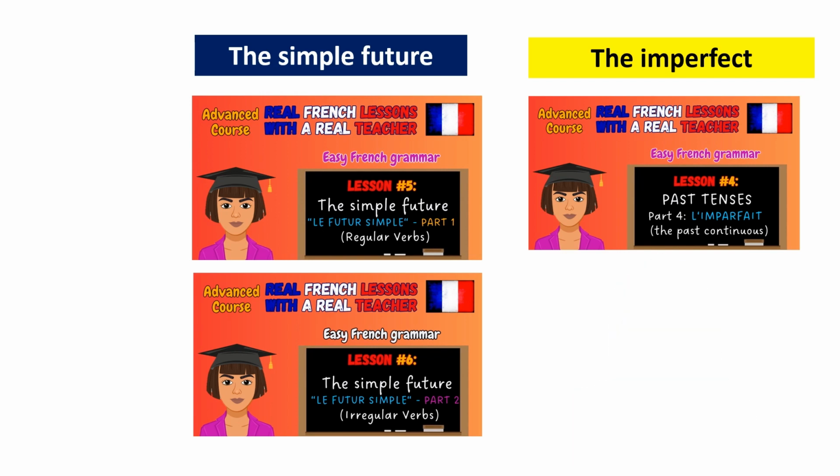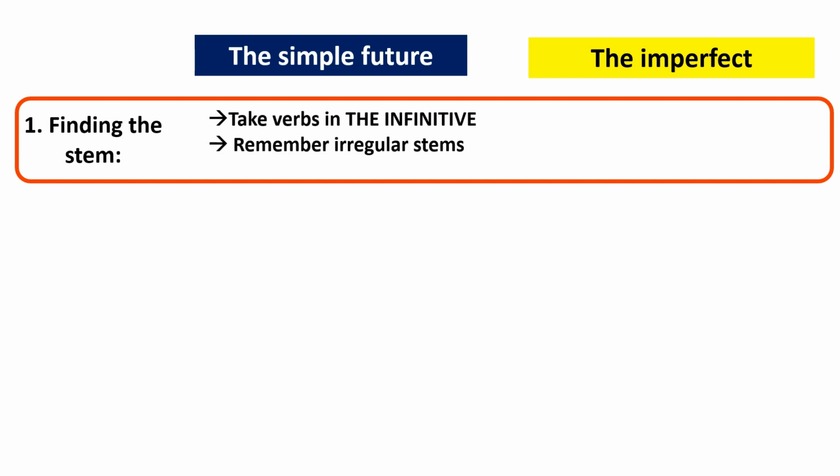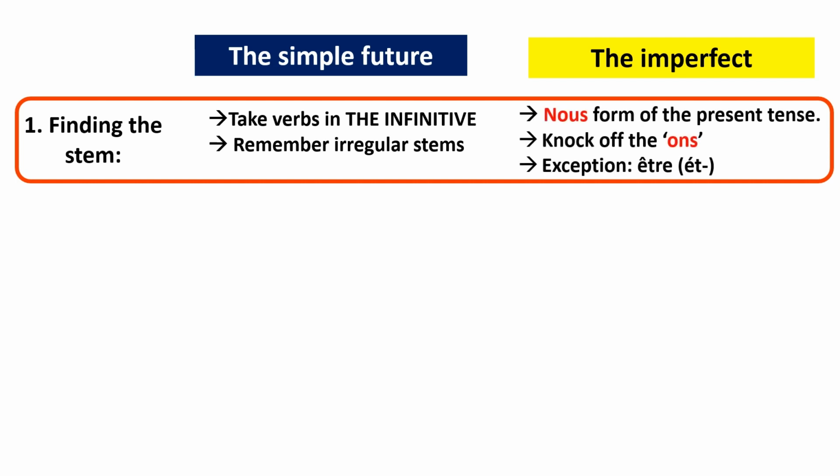So, the first thing, as ever, when conjugating verbs or using verbs, we need to find the stem. For the simple future, we take the infinitive verb, except for RE verbs, because we need to get rid of the E as well. And we need to remember irregular stems of the future tense. For the imperfect, it's the nous form of the present tense. Get rid of the ons, and there's only one exception, the verb être.